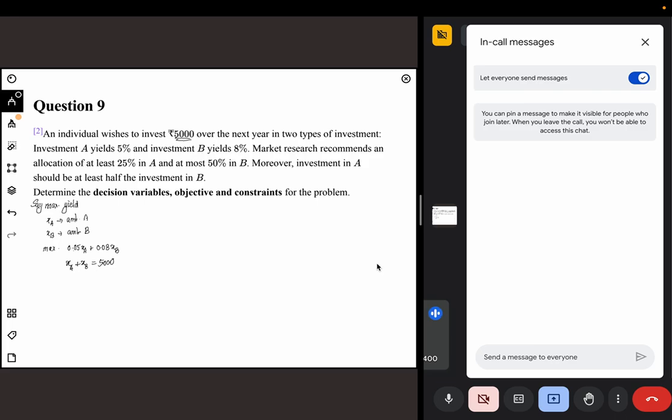And the other constraints are, the research recommends an allocation of at least 25% in A. So XA should be at least 25%. So it should be greater than or equal to 25% of whatever money you are investing. So that is just XA plus XB.